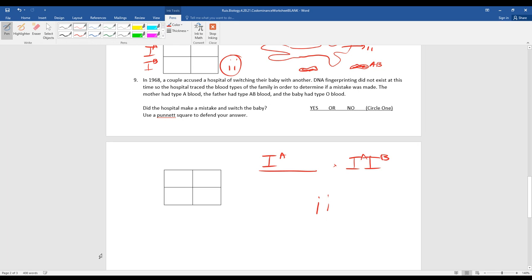Okay, so in this case right here, the baby has two little i's, and so the mom has to have an i here, but the dad doesn't have an i. So in this case, yes, we do think that the hospital made a mistake because the baby's blood type does not match up with the parents. Like these two parents can't make a baby who has type O blood because the dad does not have a little i in his genotype. So we would say yes, they did. And this says use a Punnett square, but this makes sense too. Okay.